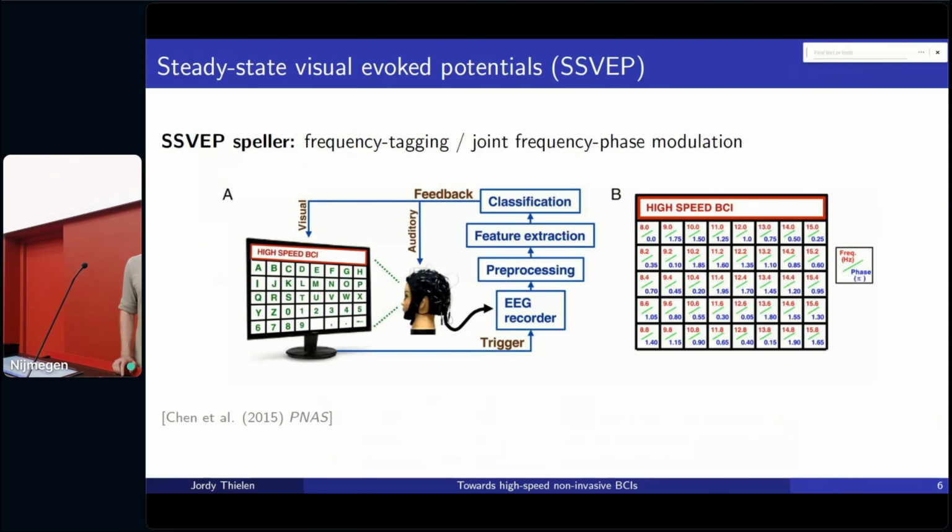Steady state evoked potentials, what we do here these days is essentially not only using frequency, but also using phase. So this speller matrix here is essentially this layout over here. In red, you will see the different frequencies. They really go from 8 to 16 hertz in steps of 0.2 hertz. But at the same time, there's also a phase difference. So this is joint frequency and phase modulation that is used these days, and this is really performing well. Like 100% performance in 500 milliseconds to 1 second. This is a really fast paradigm.